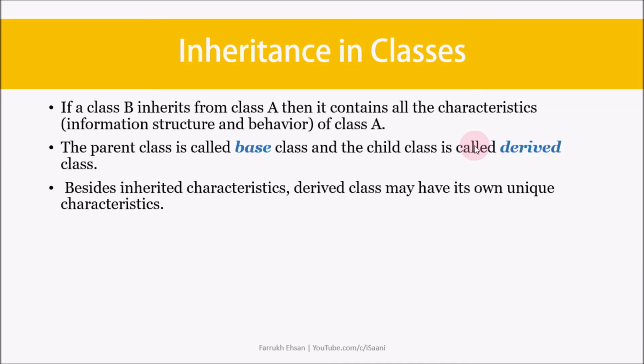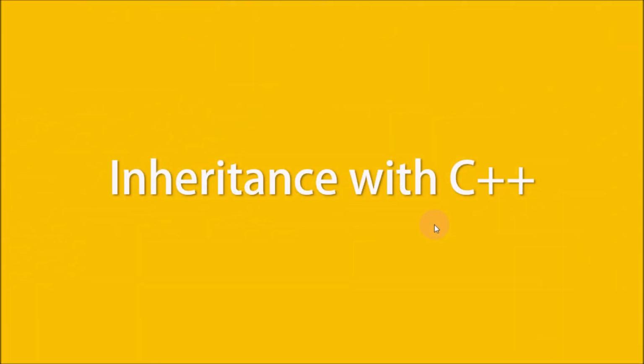Okay, now suppose a class B inherits from the A class, then it contains all the characteristics, such as properties and actions, of the A class. Now, we will call a parent class a base class, and the child class is also called a derived class. As I have explained earlier, besides the inherited characteristics of the parent class, derived classes may also have their own unique characteristics as well.